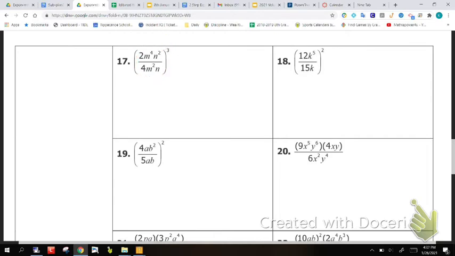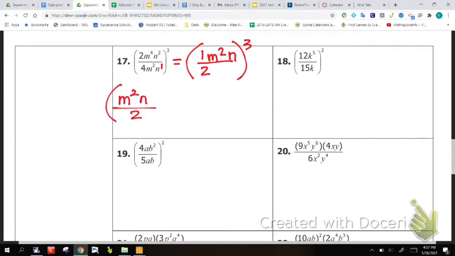So I would look at the inside here and see if I can simplify. Inside here, 2/4 reduces to 1/2. So you've got the 1 on the top, the 2 on the bottom. m to the 4th divided by m to the 2nd. Subtract your exponents, you get m to the 2nd. n to the 2nd divided by n to the 1st. Subtract your exponents, you get n to the 1st. Now all that's going to be taken to the 3rd power. So I'm going to rewrite this because I don't need the 1 on top. You don't have to rewrite it, just trying to make it a little easier here.